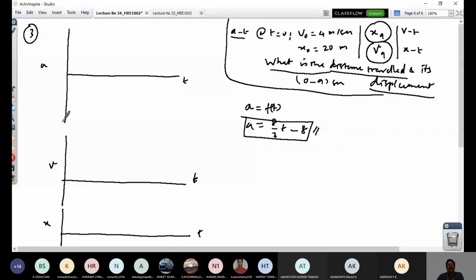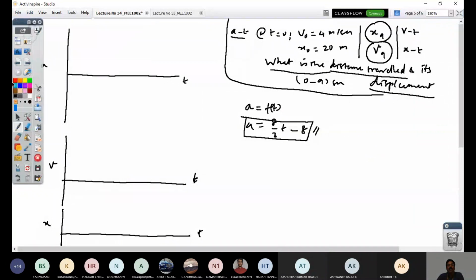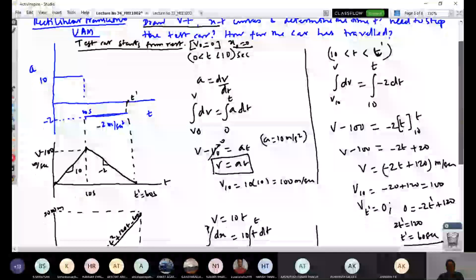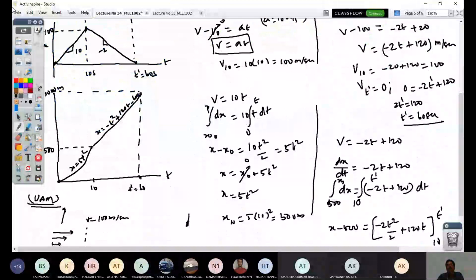You cannot draw one adjacent to the other. I drew the AT curve here and then the VT curve on the right side, and then again on the right side the XT curve. You should not draw like that. You should take a scale and draw one below the other: the AT curve, the VT curve and the XT curve. Draw them neatly, and proceed the same way I have explained.